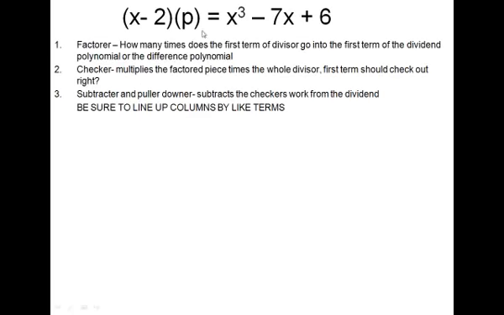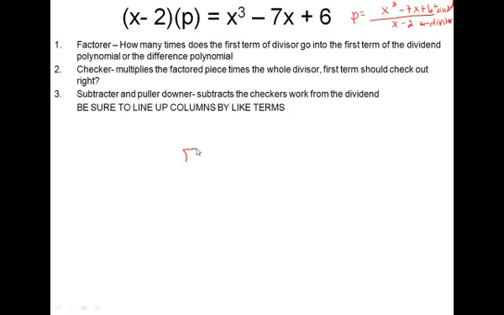Alright, so we're facing this problem again. First of all, what I would like to show you is that this unknown polynomial is going to be the result of taking x to the third minus 7x plus 6 all over x minus 2. Just a reminder, the top number is what we call the dividend, and the bottom number is the divisor. I like to say top dog in the house.